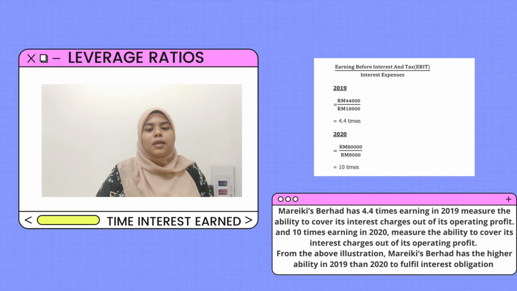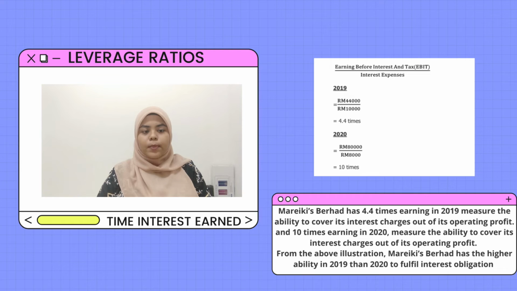Next is times interest earned. From the calculation, in 2019, Mareiki Berhad has 4.4 times of interest earned and 10 times in 2020. This shows that Mareiki Berhad has a higher ability to fulfill interest obligations in 2020 than in 2019.